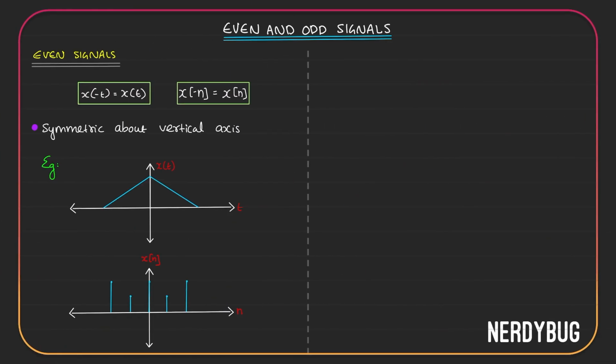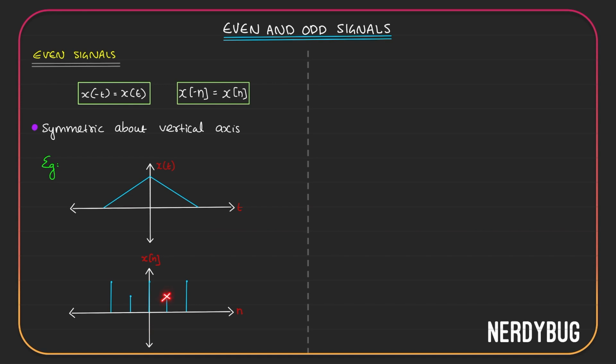Now let us move on to classifying signals into even and odd. Signals are called even if x of minus t is equal to x of t. In the discrete version, if x of minus n is equal to x of n, then it will be called even. So it is going to be symmetric about the vertical axis. So whatever we get here should exactly be whatever we get here. That is, x of 1 should be equal to x of minus 1. You can see they are equal here. You can see that is the case in this x of n example also.